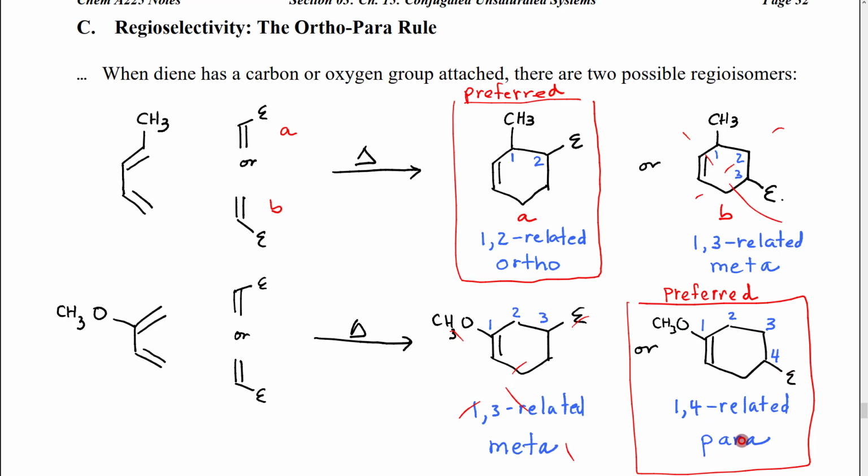1-4 is called para. There is actually a rule about which is preferred. As you can see from my circles, either the ortho or the para is preferred here. What I generally like to say is it's even easier to say not meta. So in other words, no matter where our substituent on our diene is attached, relative to our electron withdrawing group, it will prefer to not be meta. It will prefer to be either ortho, depending on what we have, or para.